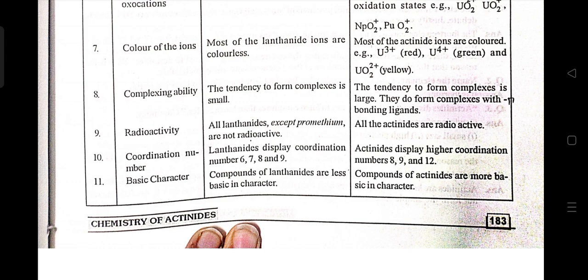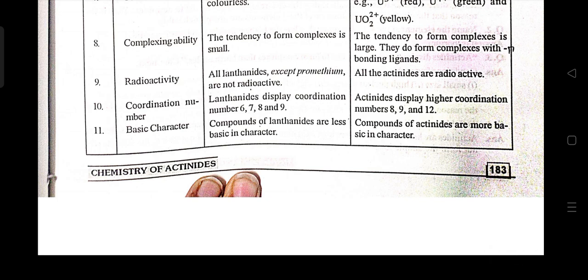Coordination number: lanthanides display coordination numbers 6, 7, 8, 9, and actinides display higher coordination numbers 8, 9 and 12. Basic character: compounds of lanthanides are less basic in nature, whereas the compounds of actinides are more basic in character.